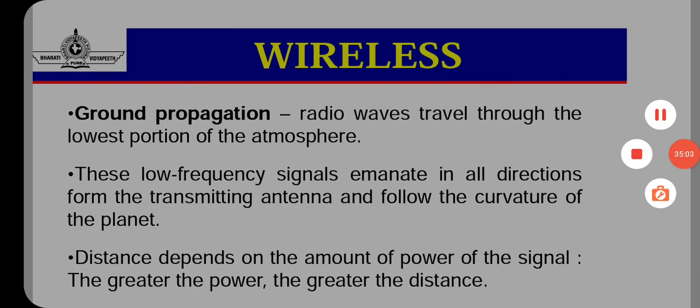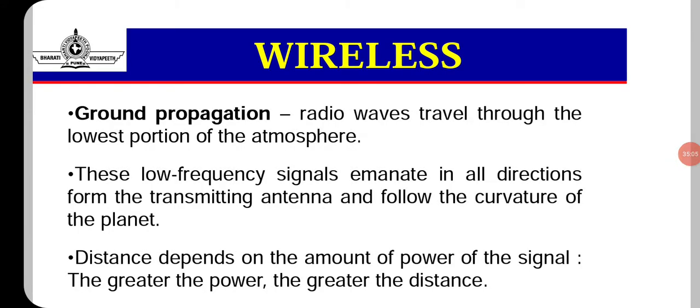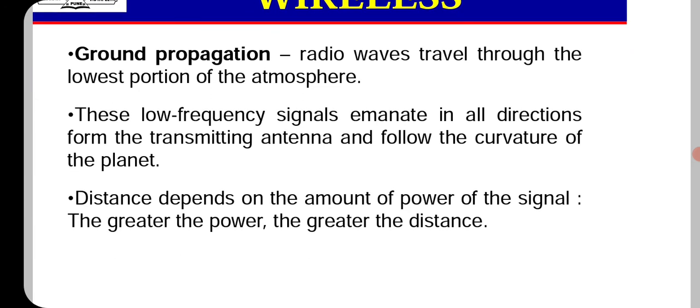So, we may continue with wireless technologies only. Ground propagation: radio waves travel through the lowest portion of the atmosphere. These low frequency signals emanate in all directions from the transmitting antenna and follow the curvature of the planet. Distance depends on the amount of power of the signal. The greater the power, the greater the distance.